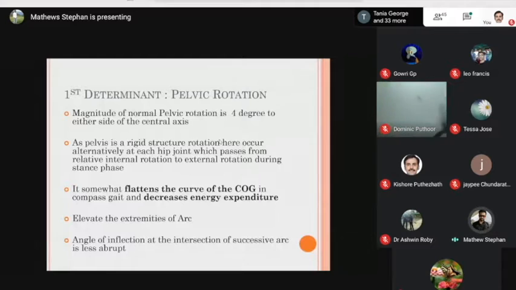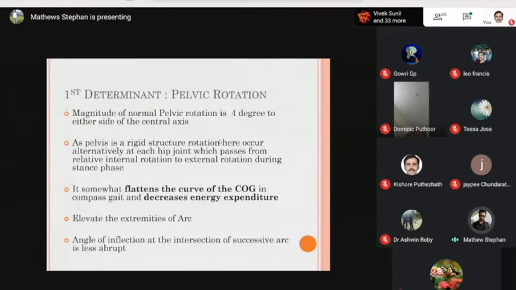The magnitude of normal pelvic rotation is 4 degrees to either side of the central axis. As pelvis is a rigid structure, rotation here occurs alternatively at each hip joint, which passes from relative internal rotation to external rotation during the standstill. It somewhat flattens the curve of center of gravity in compass gait and decreases the energy expenditure, and it elevates the extremities of the arc.